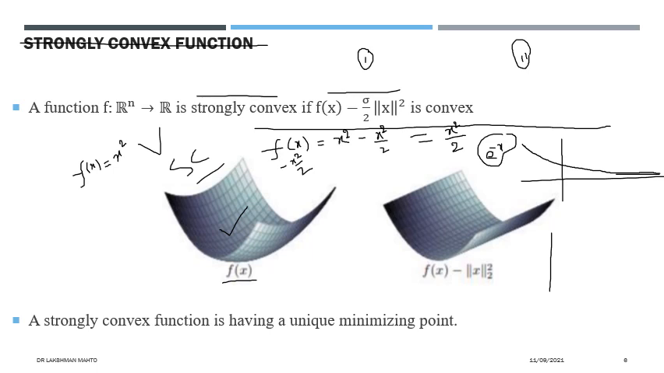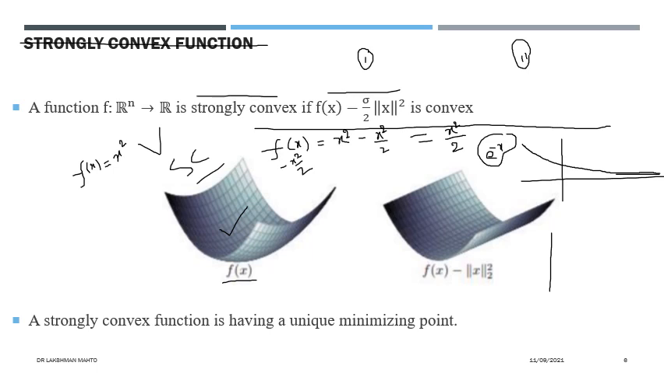But e to the power minus x is a convex function. Even more than that, it is strictly convex. Despite being convex, we don't observe any minimizing point. So that's why a strictly convex function is not of much use regarding a unique solution. A strongly convex function is always important.